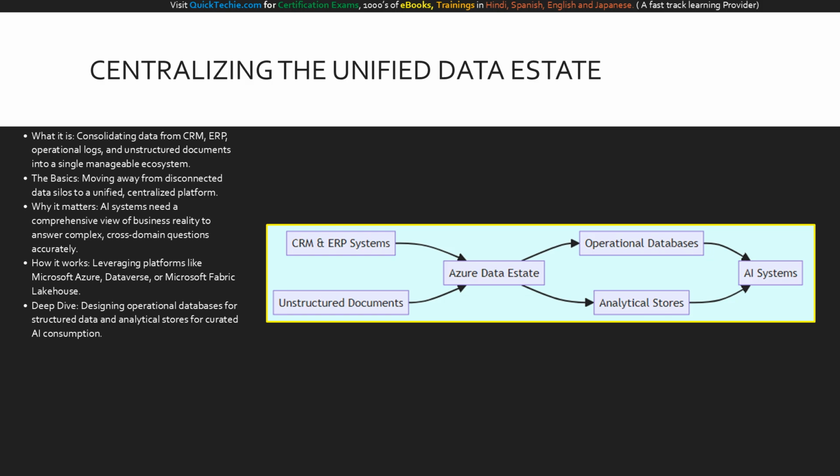By bringing the data into this unified layer, we create a powerful single access point. The outgoing arrows on the right point directly to the AI systems. This means that no matter which specific AI agent or application is asking the question, it queries the centralized data estate, guaranteeing consistent, governed, and real-time answers across your entire organizational footprint.